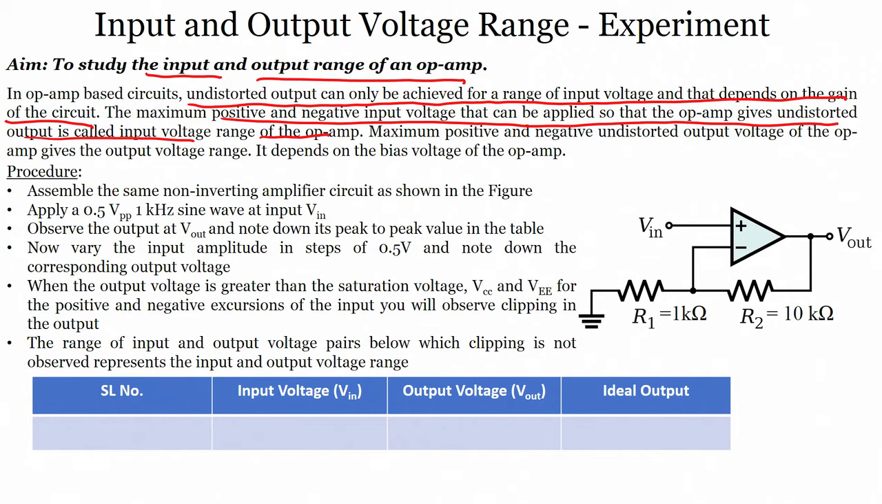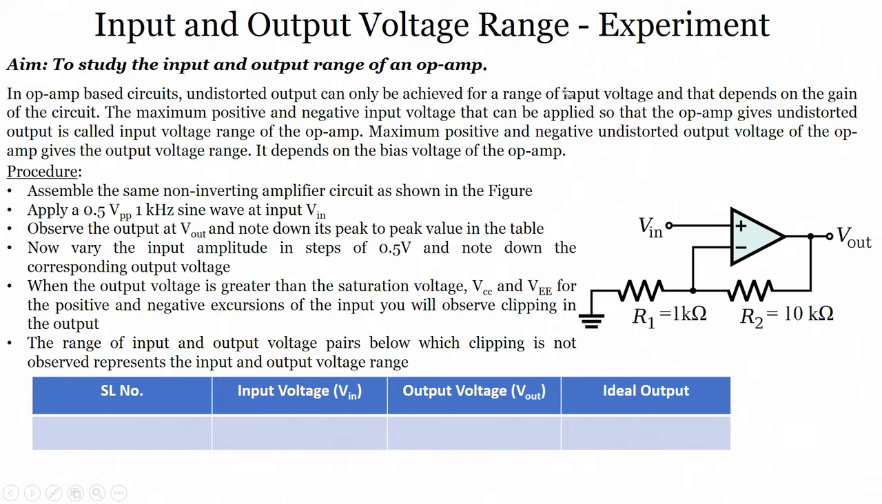It is very easy. Let us understand once again: the maximum positive and negative input voltage, right. Positive we can apply, negative we can apply, because we have a positive bias and a negative bias. So, that the op amp gives undistorted output is called the input voltage range of the operational amplifier. Now, let us see the next definition. The maximum positive and negative undistorted output voltage of the operational amplifier gives the output voltage range.